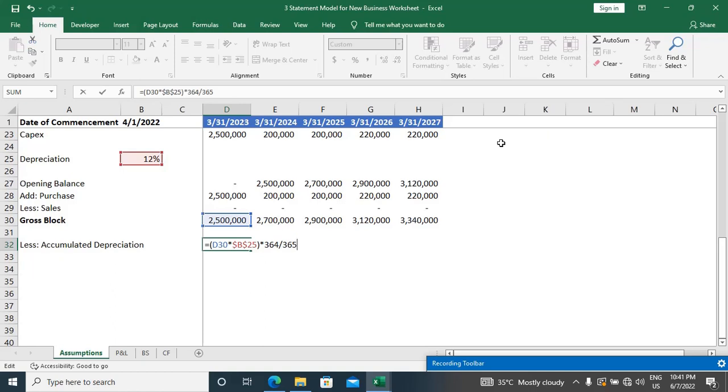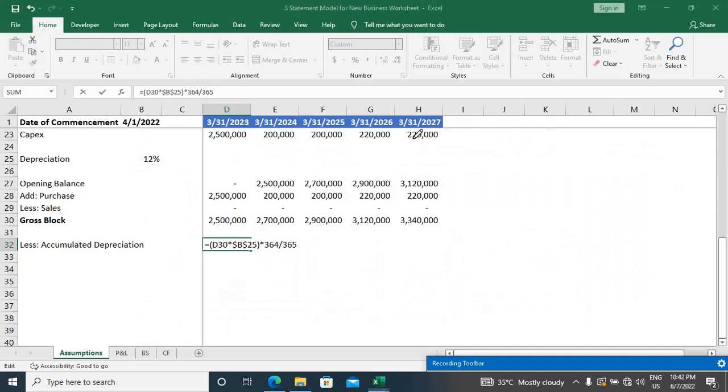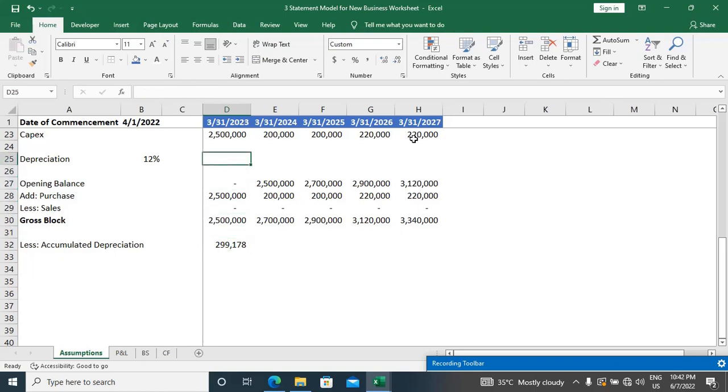So you will get the depreciation for the remaining 364 days, because you bought this asset on the second day. Where is the information? Yes, second day of the year. Second day means the first day you didn't use this thing, but from the second day you were using it. So press enter. This is your depreciation amount, and we are transferring this depreciation amount to your accumulated depreciation account. So here also I can put the same result, but I will do it later on.